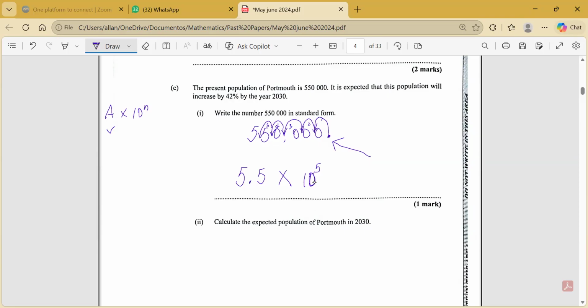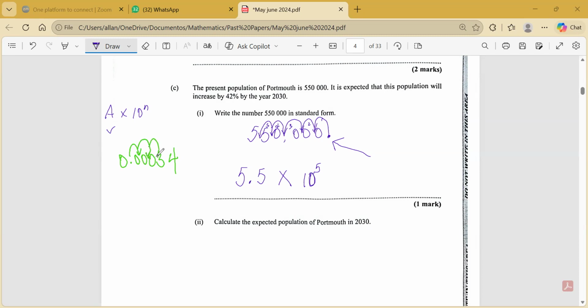Hello? Now, if it was a decimal, for example, let's say 0.00034. Now you're carrying the point in the opposite direction. 1, 2, 3, 4. So this becomes 3.4.